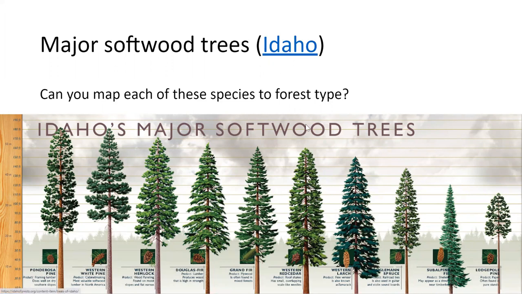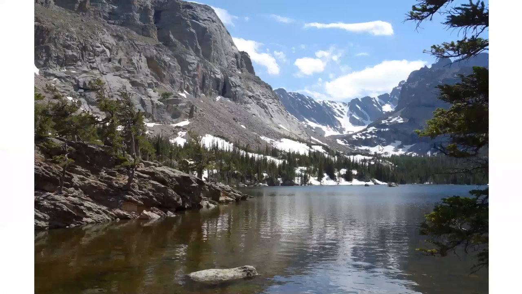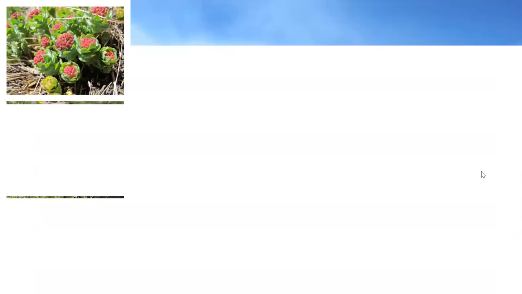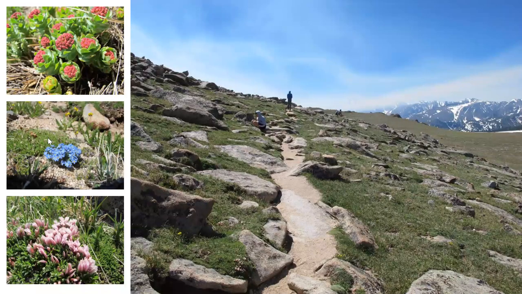You can also link to this article for how they did that. This forest type is down here along the lake, but very quickly we get to where there's no trees. This is a hike we did past Sky Pond, headed up to Andrews Glacier. This is very deceiving. It looks like it's not very steep, but it is super steep and icy. We were post-holing in June because the snow is melting. So definitely in the non-forested zone.